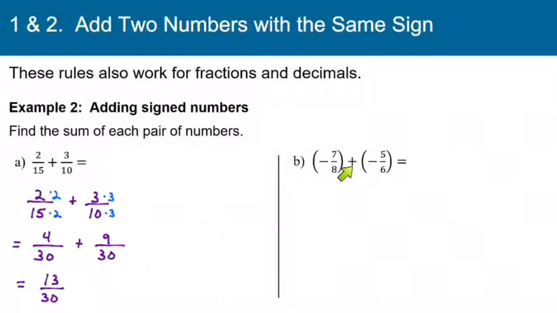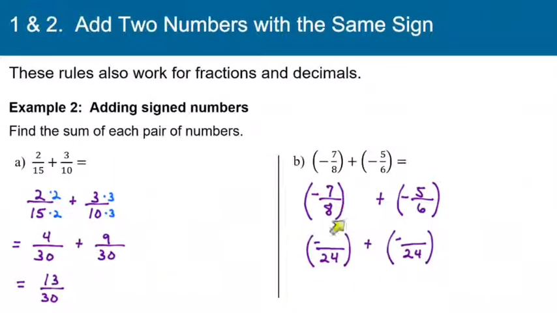And now let's look at part B. Here we have negative 7/8 plus negative 5/6. So both of these are negative. Let's think about finding a common denominator. I know that 8 times 3 is 24, and I know that 6 times 4 is 24. So 24 seems like a good choice for our common denominator.